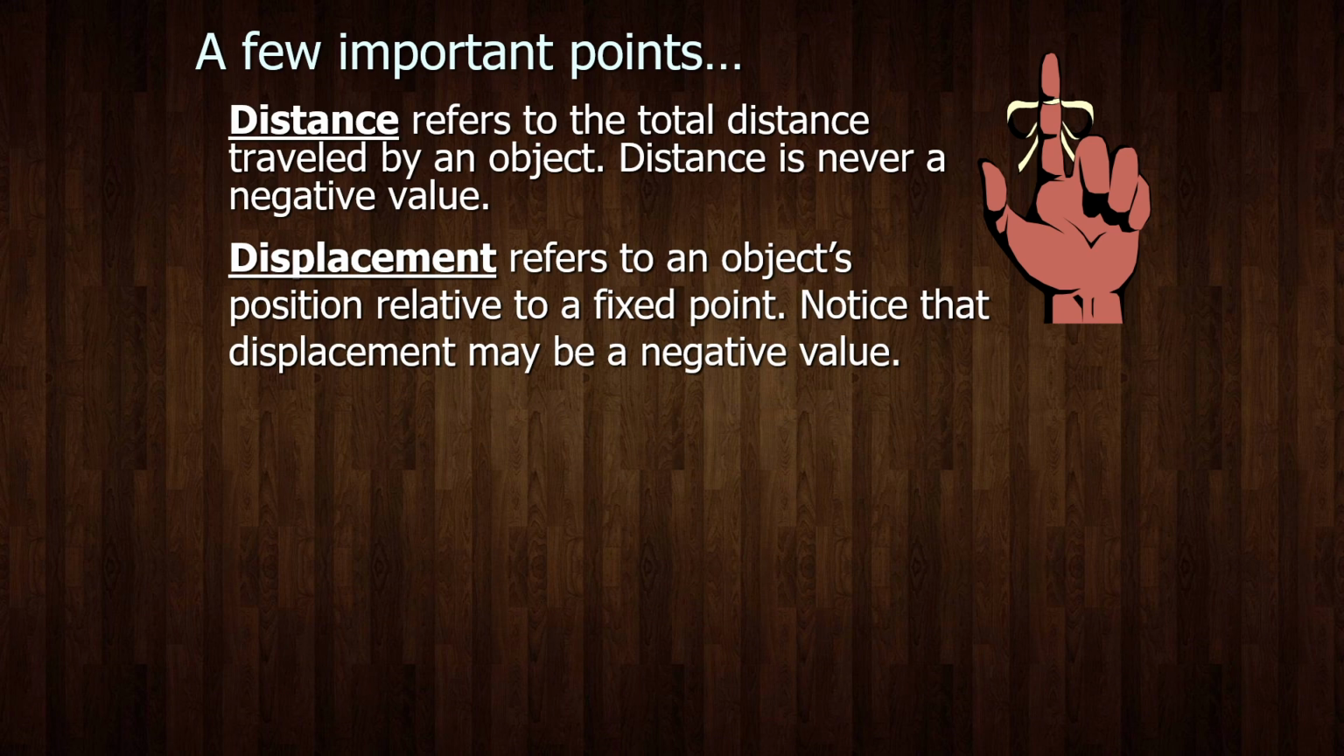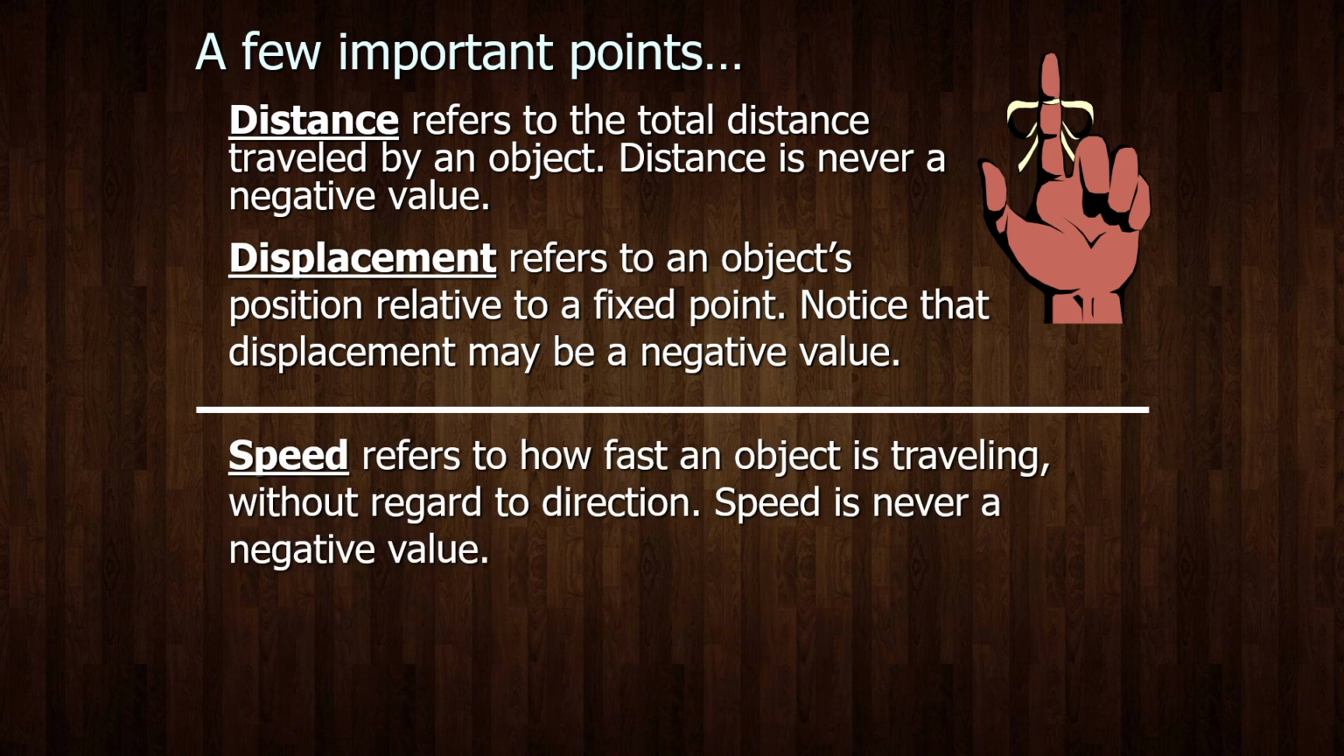It's always a positive value that is used to describe distance. Now, displacement, on the other hand, refers to an object's position relative to some fixed point. Notice that displacement may be a negative value. So what usually happens is we set some direction as being the positive direction, and then the opposite direction is the negative direction.